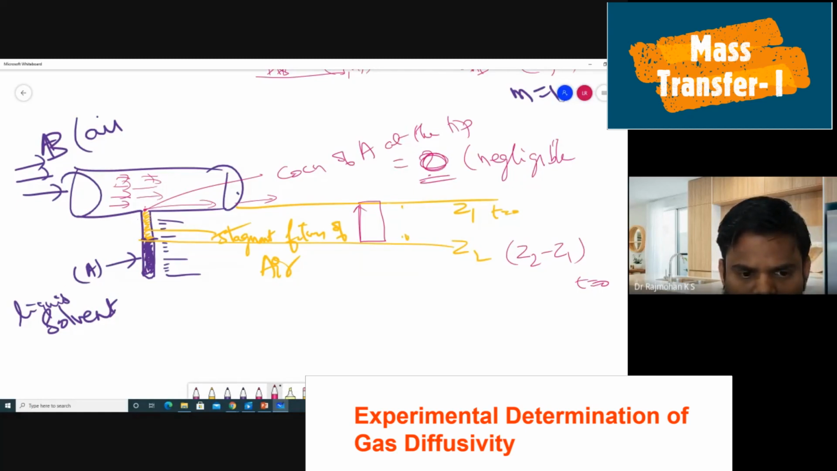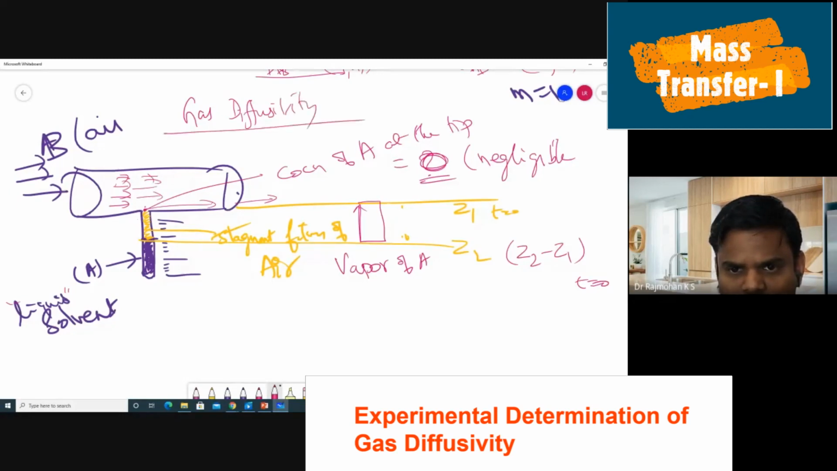I am saying it is not the liquid which is passing through it. Then what is passing through it? Vapor, sir. Yes, vapors of A. So that's why what we are determining is gas diffusivity. Even though we are filling liquid here, we are determining the gas diffusivity here.